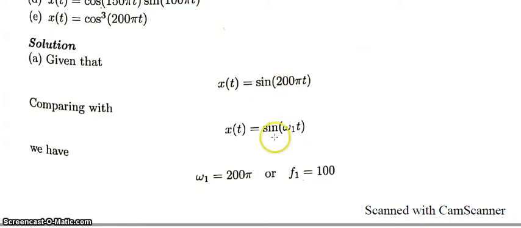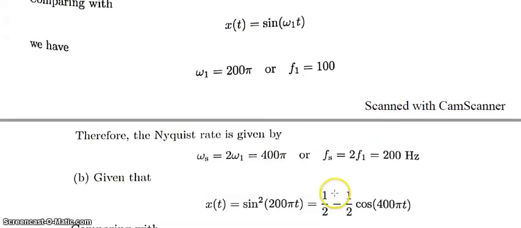Therefore, this is of the form x(t) = sin(ω1 t), and comparing, ω1 is equal to 200π. In terms of frequency, the relation is ω = 2πf, therefore f1 is equal to 100. We know by the sampling theorem the Nyquist rate ωs is twice the highest frequency present in the signal, and therefore it is 2ω1 = 400π, and fs = 2f1 = 200 hertz.